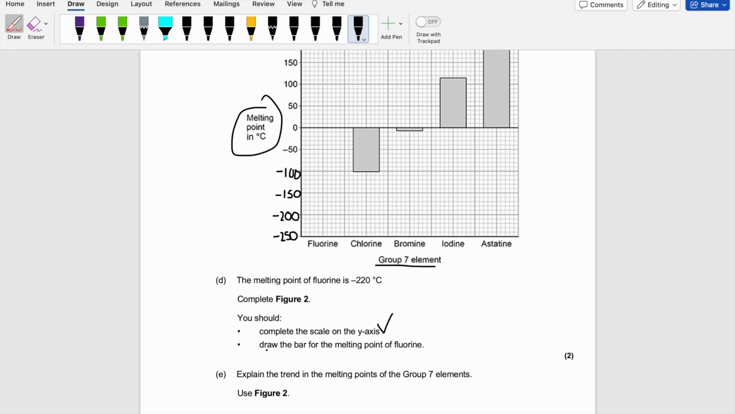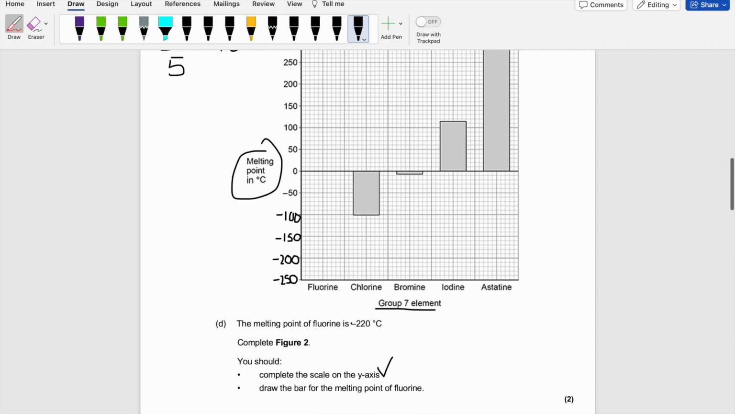It then says the next part, you should draw the bar for the melting point of fluorine. Well, it tells me that melting point of fluorine is minus 220. So I know I'm going to be under the 0. Now here is 200 here, and I know that each of these little squares now is worth 10 degrees. So I've got 200 here, 210, 220. So I'm going to put a little marker there.